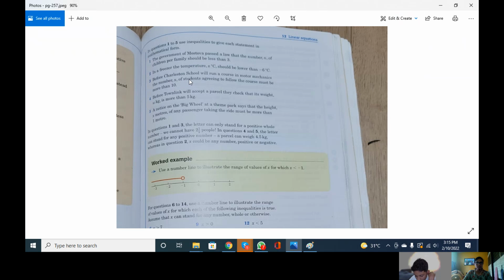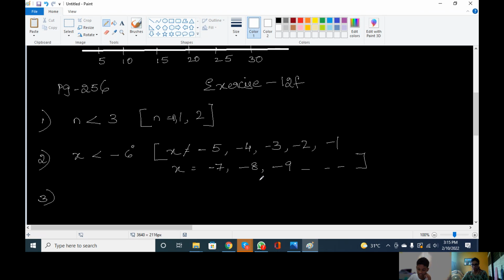Before Charleston School will run a course in motor mechanics, the number x of students agreeing to follow the course must be more than 10. So x is the number of students agreeing to follow the course, and it must be more than 10. More than 10 means x is greater than 10 here. So the x values might be 11, 12, 13, and so on. It is more than 10, not including 10.